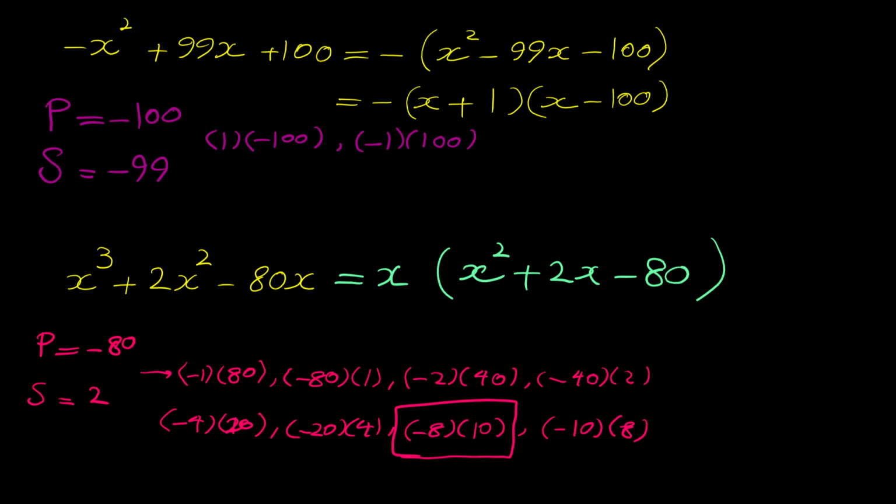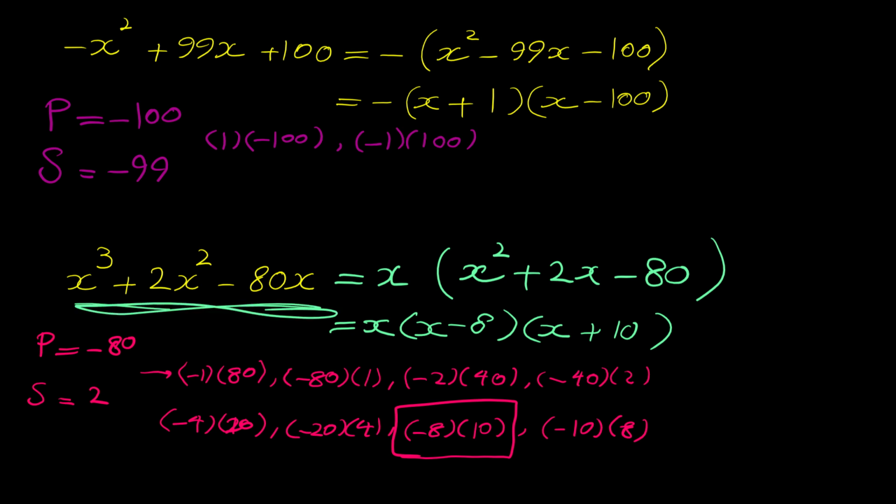So this is the pair of numbers that we are looking for. 2 brackets as usual, x in each bracket. 1 bracket minus 8, the other one plus 10. And this is the factored form of this expression here.